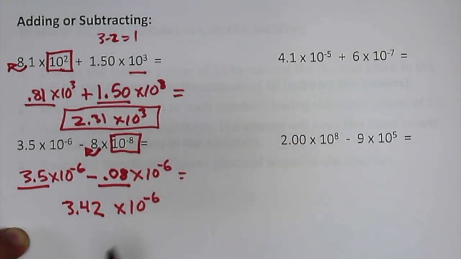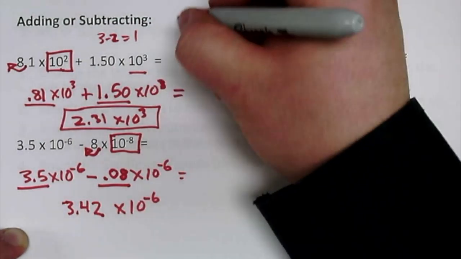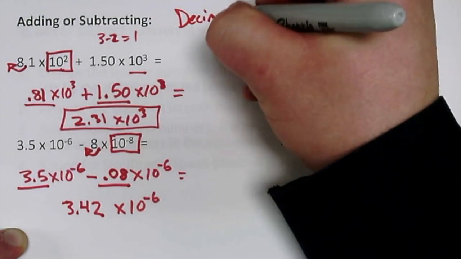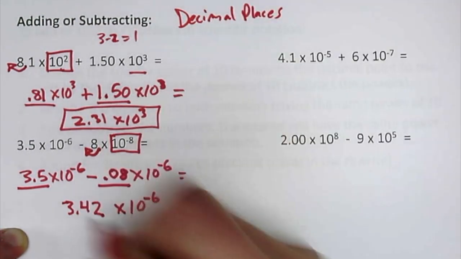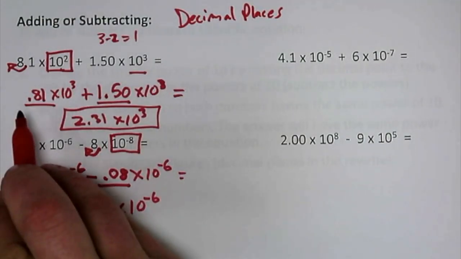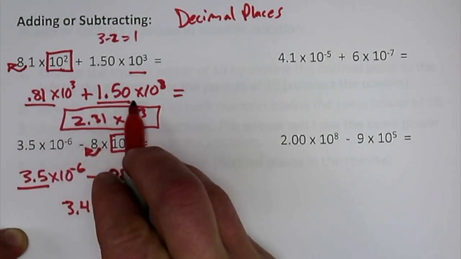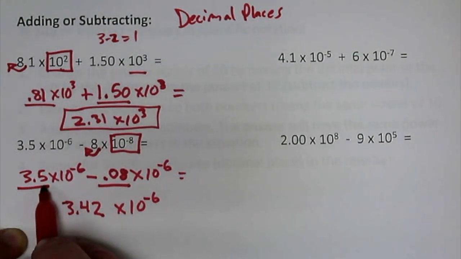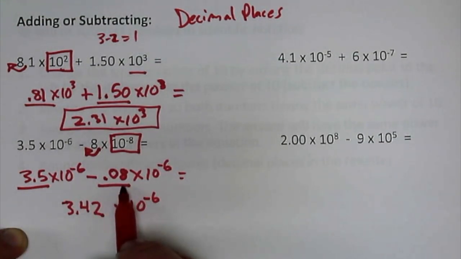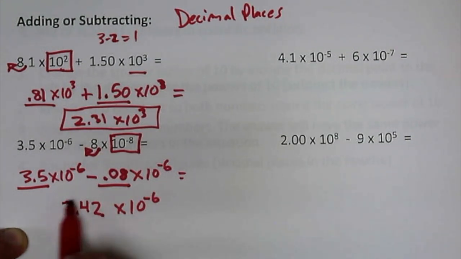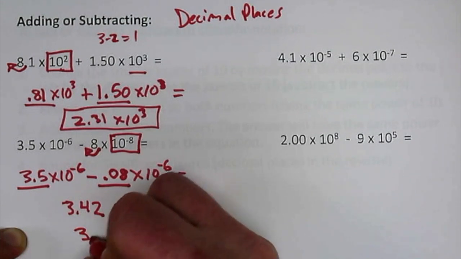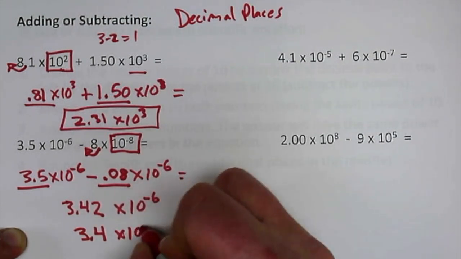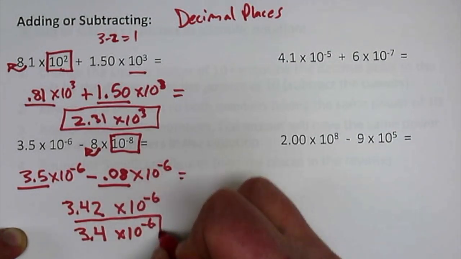Now, real quick, significant figures when adding and subtracting. You go by decimal places, not by actually how many significant figures it is. So if I look at these rewrites here, this has 2 decimals, this has 2 decimals, so my answer should have 2 decimals. This has 1 decimal, this has 2 decimals, so my answer can only have the lowest of those, 1 decimal. So this actually has to be rounded, so it only has 1. So 3.4 times 10 to the negative 6 is my final answer.